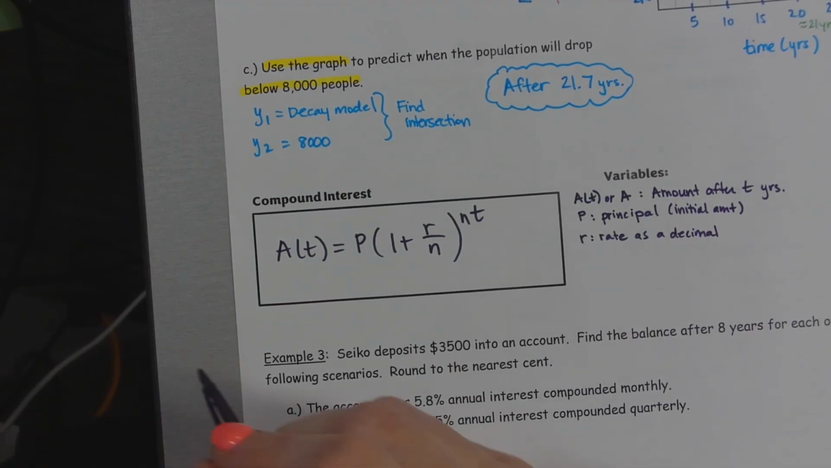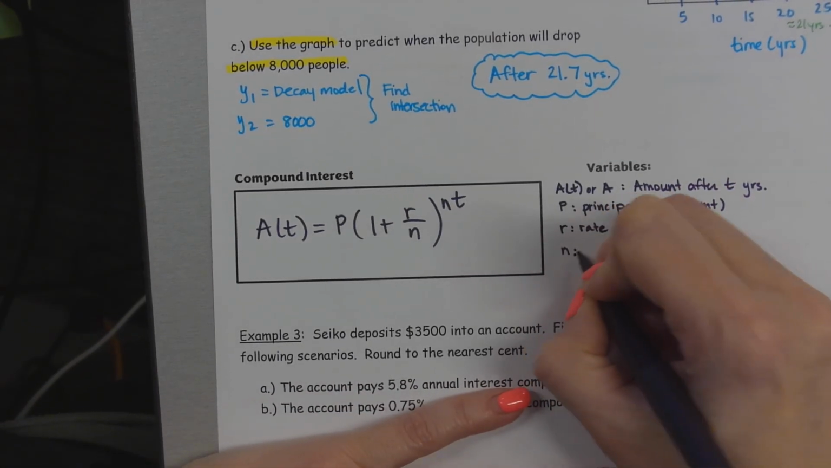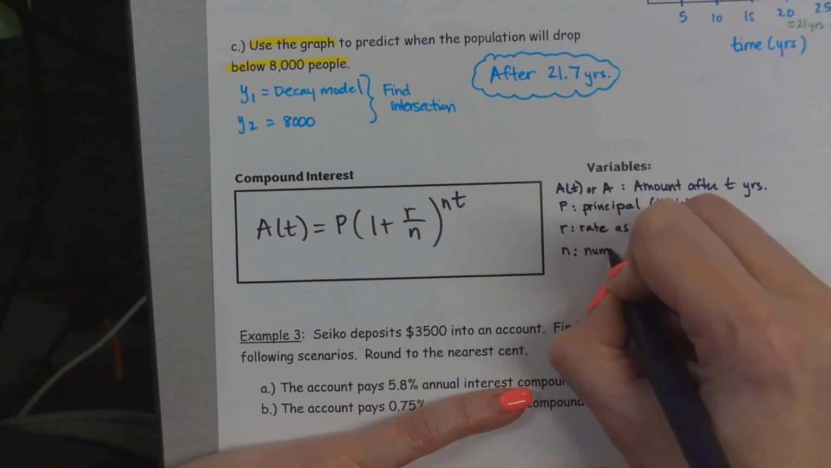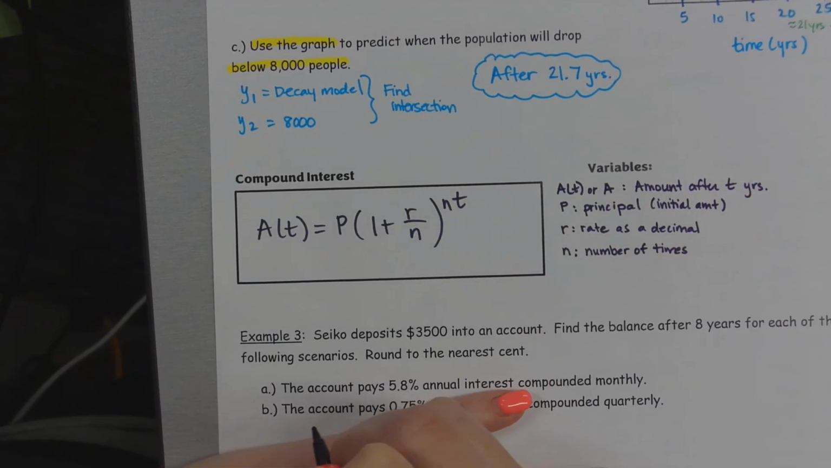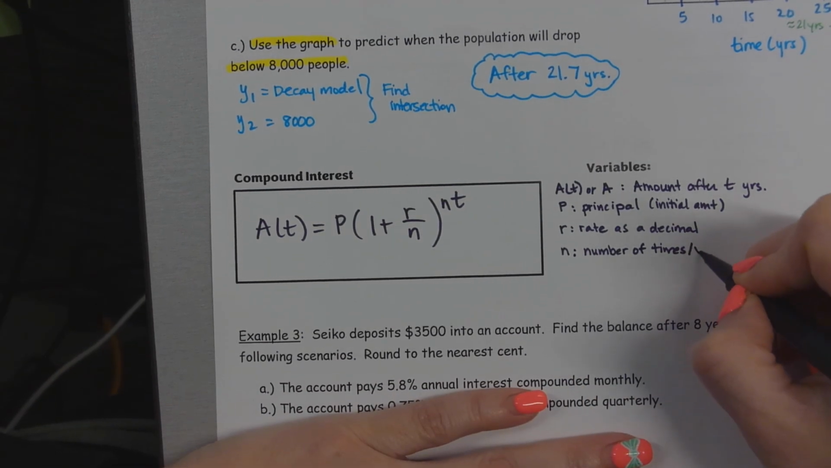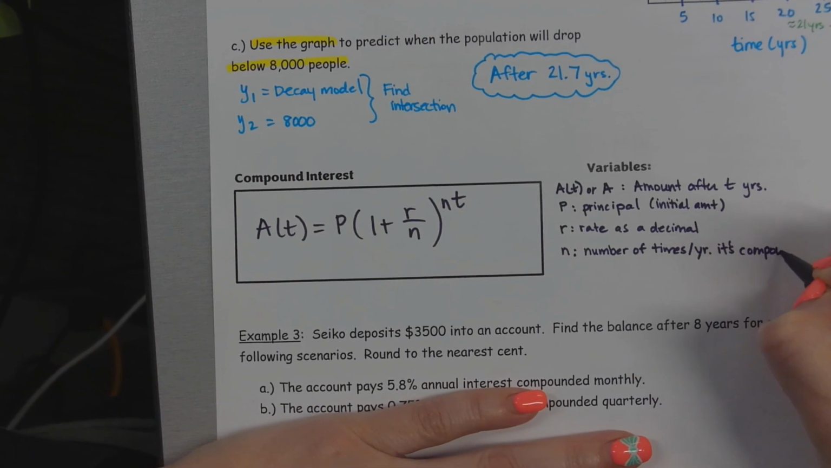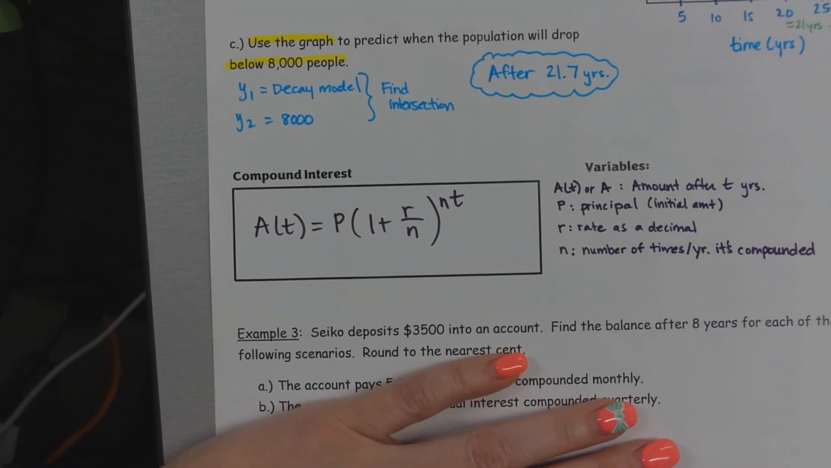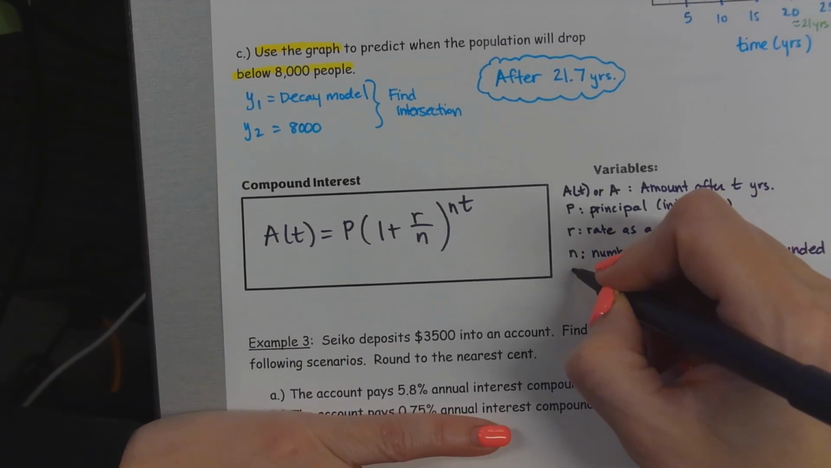All right, and then the value of n might be new for some of us. This is something that we'll talk about. This is the number of times per year it's compounded. Okay, so the interest gets compounded, and then n is the number of times per year it's compounded. All right, and then the t is still your time.